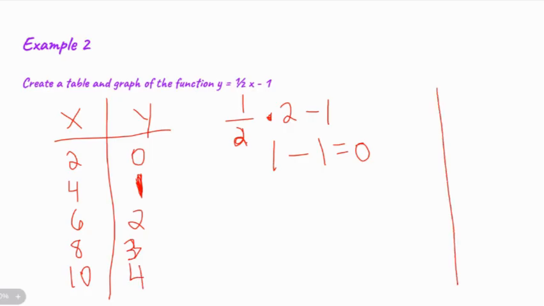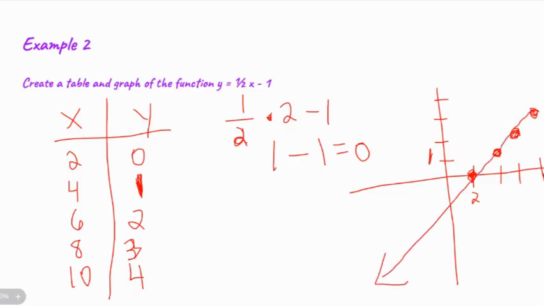So when I graph this, since I went up by 2 on my x's, I'm going to go up by 2's on my x-axis. And then we got 1, 2, 3, 4. So this is 1. So 2, you get 0. So right on the axis. And then 4, 1. And then 6, 2. And then 8, 3. And again, it's a linear function, so just draw your line.